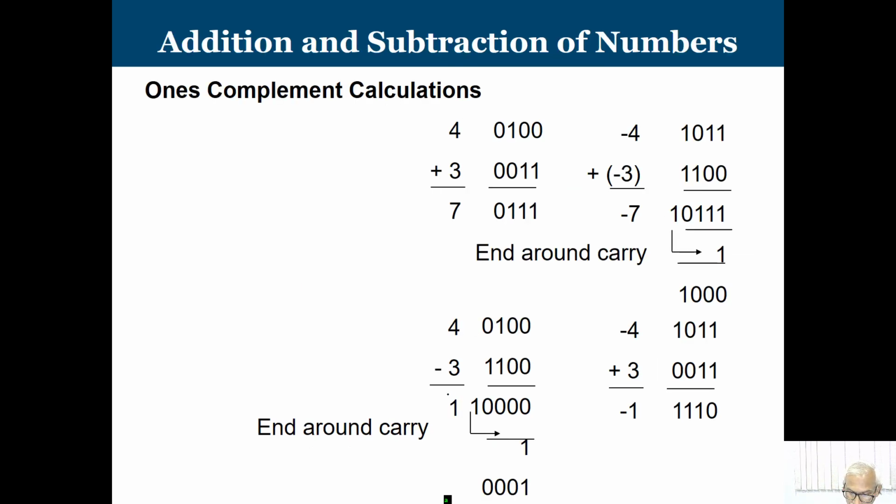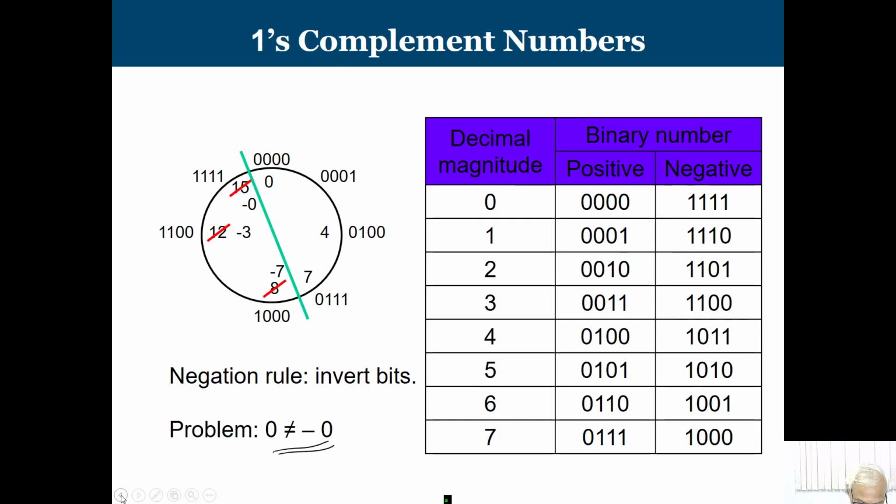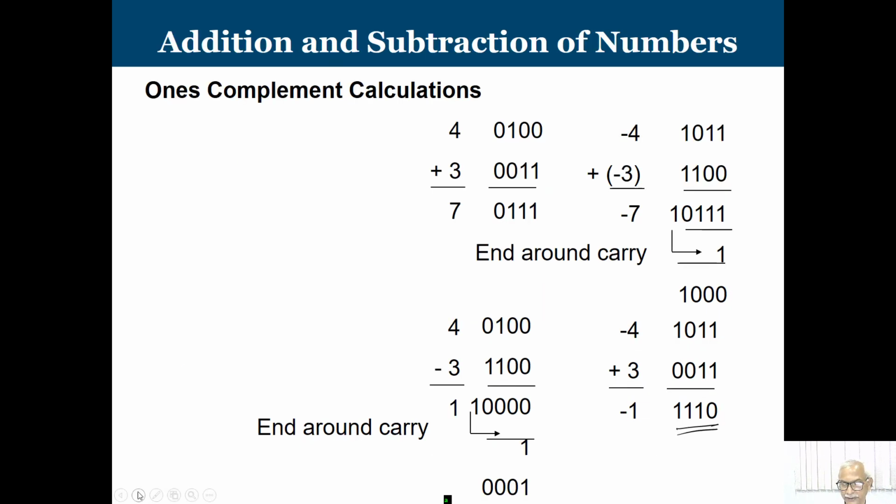Similarly, this 4 and minus 3. So, we are having an end carry. So, it has to be added around, and I am going to get plus 1. Here I am getting minus 1. We do not have any end-around carry. So, this is the exact result 1 1 1 0, which is nothing but the representation of negative 1. Okay. So, this is the way we have to look into it and we have to perform our calculation in this particular way.